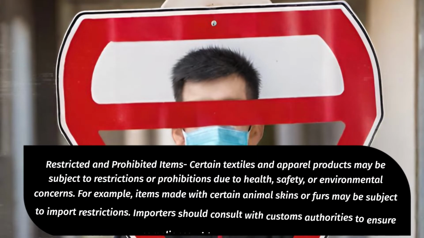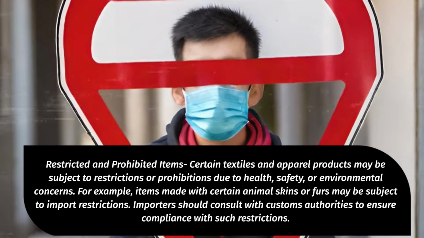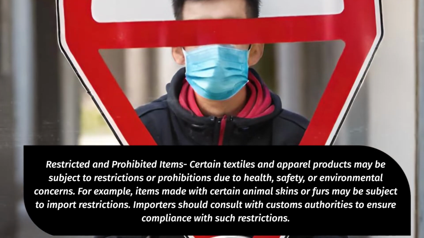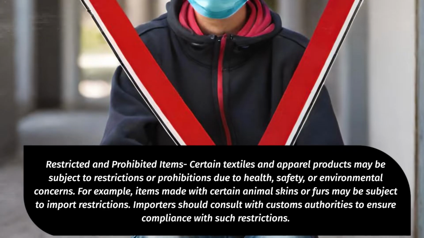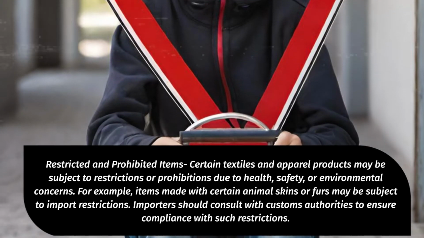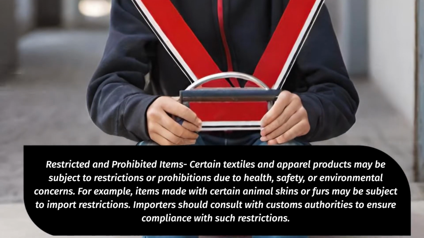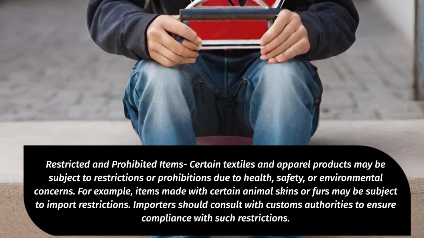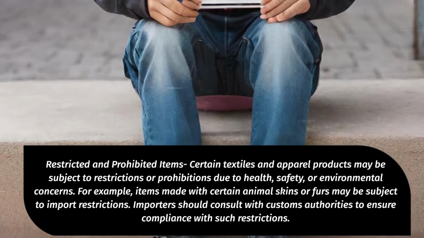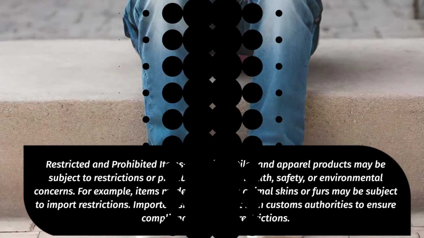Restricted and prohibited items. Certain textiles and apparel products may be subject to restrictions or prohibitions due to health, safety, or environmental concerns. For example, items made with certain animal skins or furs may be subject to import restrictions. Importers should consult with customs authorities to ensure compliance with such restrictions.